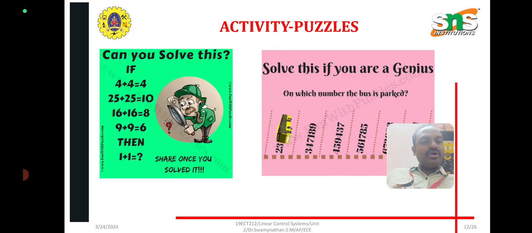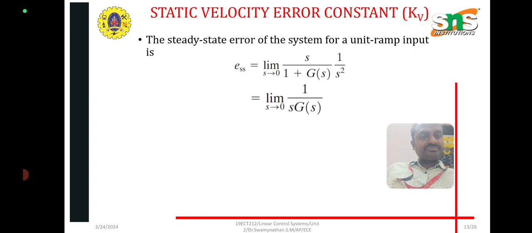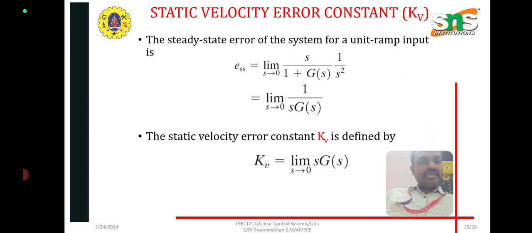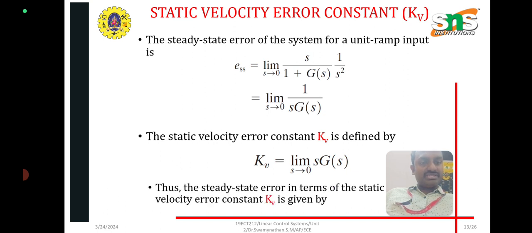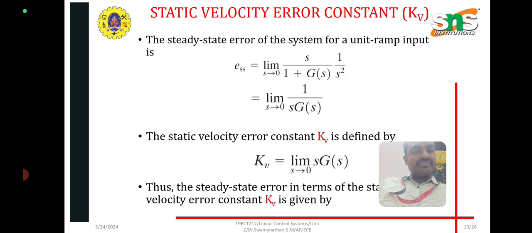0 means type one system. So following the activity, we will go for the static velocity error constant Kv. So ESS equals limit s tends to 0, s divided by 1 plus G of s, into 1 by s squared. Kv is defined by Kv equal to limit s tends to 0 of s into G of s. So the steady state error in terms of the static velocity constant is given by Kv.